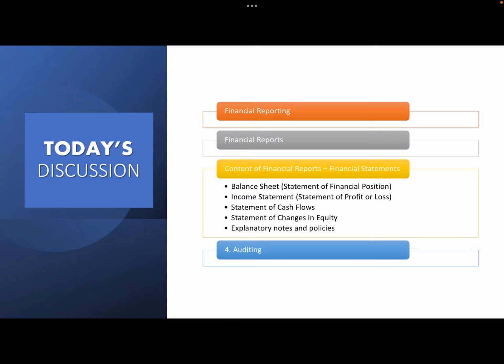Sometimes you see it written as explanatory notes and significant accounting policies. There is usually a section of the notes that accompany the company's financial statement, which usually describes the key policies followed by the accountant in preparing the financial statement as presented. Policies are rules and guidelines selected by the company for use in preparing and presenting a financial statement.